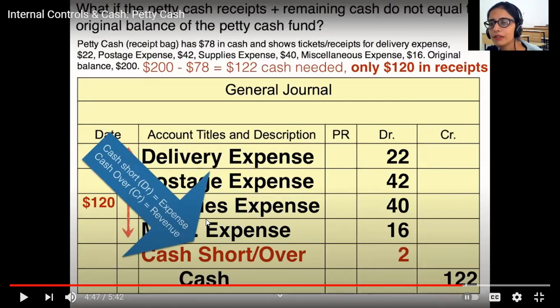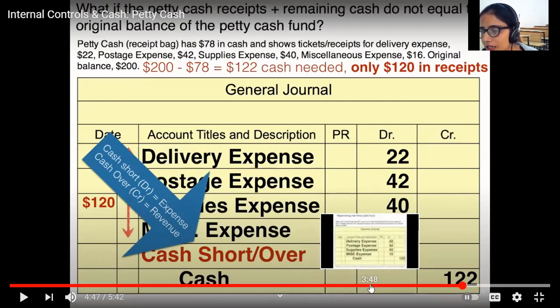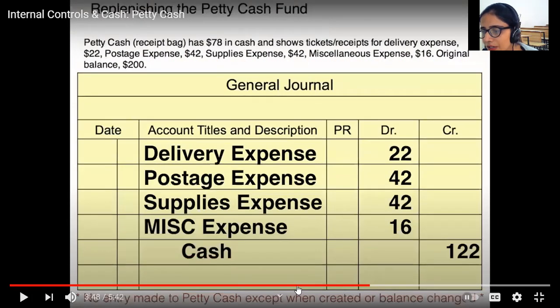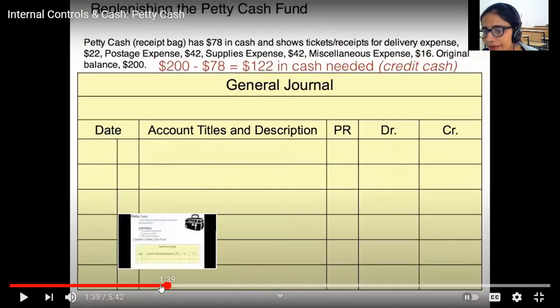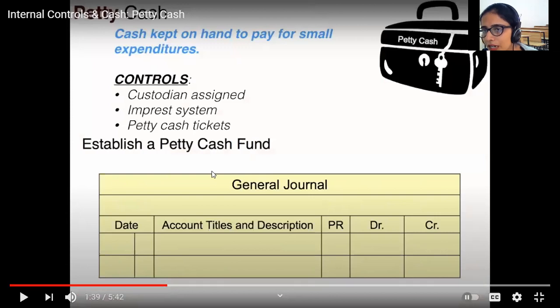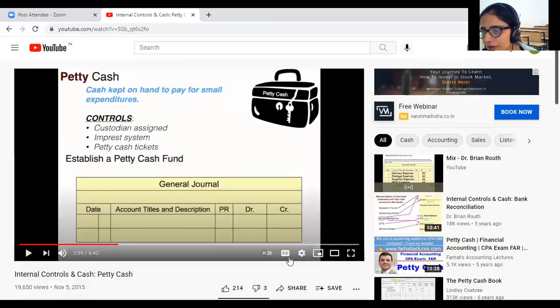Sometimes this happens at the reception, that the cash is not tallying in a proper manner, like the remaining cash does not equal the original balance of the petty cash. So we have to take care of it. We have to make these journals so we can tally our cash in a proper manner, right? Petty cash is kept on hand to pay for small expenditures, so we have it with us at the reception.